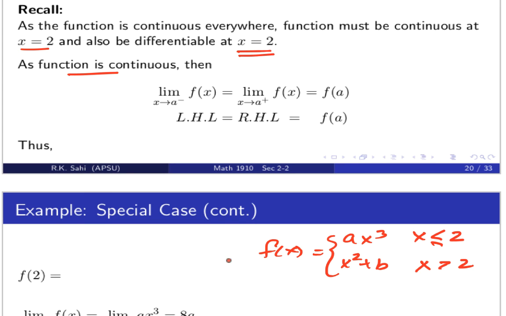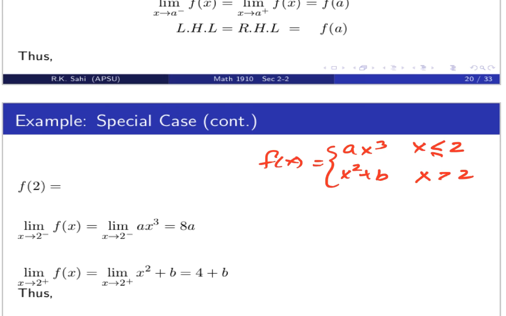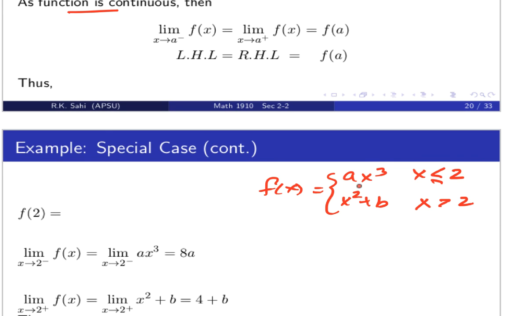Now, when we say find the value of the function at 2, where is the equal sign? It's in ax cubed. So the value at 2 is 8a, since x cubed is 8. The left-hand limit says the limit as x approaches 2 from the left of f(x). What is the value of the function when x is less than 2? It's ax cubed, so it's 8a.